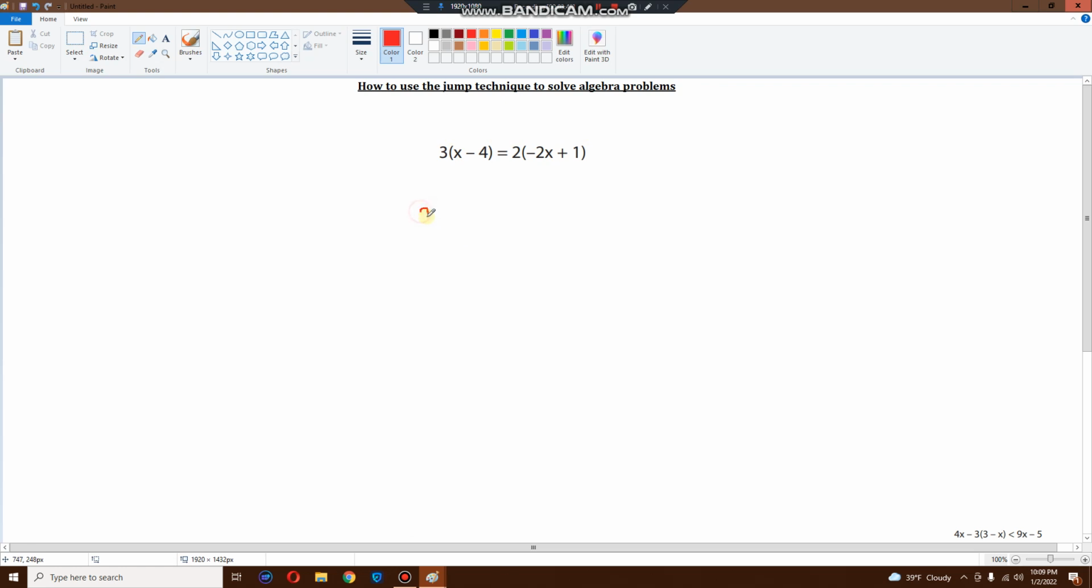Let's multiply it all out and get rid of the parentheses. So we have 3x minus 12 is equal to 2 times minus 2, which is minus 4x, plus 2 times 1, which is 2. Okay? Distributive property done. Now, I'm just going to remind myself that this is the left side of the equal sign, right side of the equal sign.